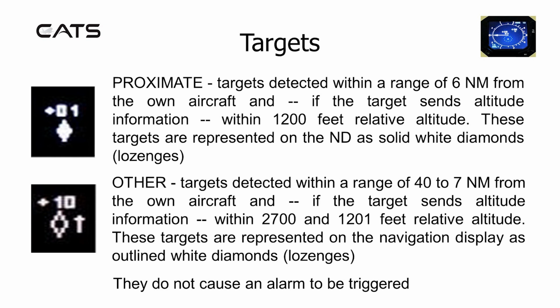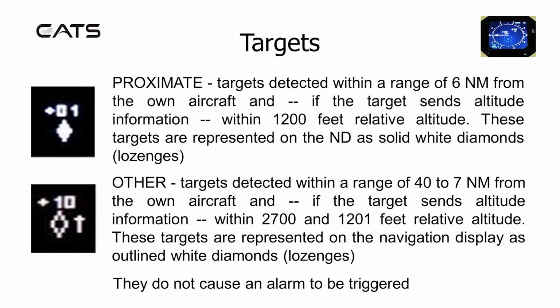Proximate targets. Targets are detected within a range of 6 nautical miles from the own aircraft, and if the target sends altitude information within 1200 feet relative altitude. These targets are represented on the navigation display as solid white diamonds, lozenges.